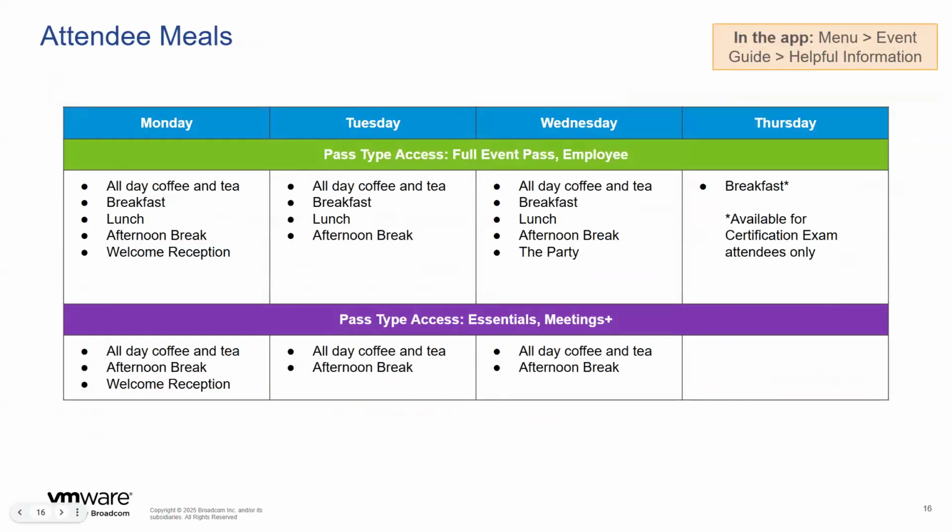For attendee meals, the full event pass, as we mentioned, does include access to meals, which is breakfast and lunch on Monday, Tuesday, and Wednesday, as well as access to the welcome reception and the party. And then there is breakfast available for those attendees doing the certification exams on Thursday.